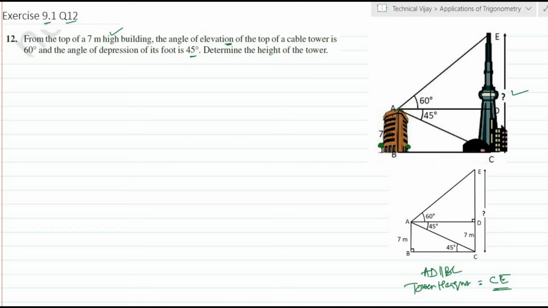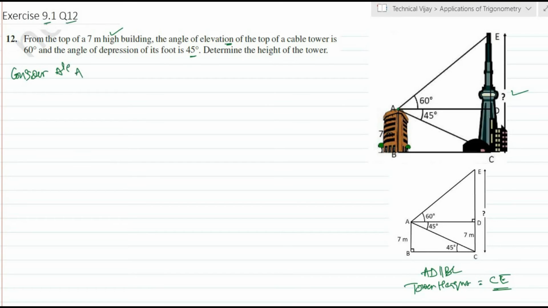vertical to the ground. Now, he has given 45 degrees as the angle of depression, so this angle is also equal to 45 degrees, because AD is parallel to BC. When there are parallel lines and a line cuts both parallel lines, these angles will be equal. So this is also 45. Now consider triangle ABC.